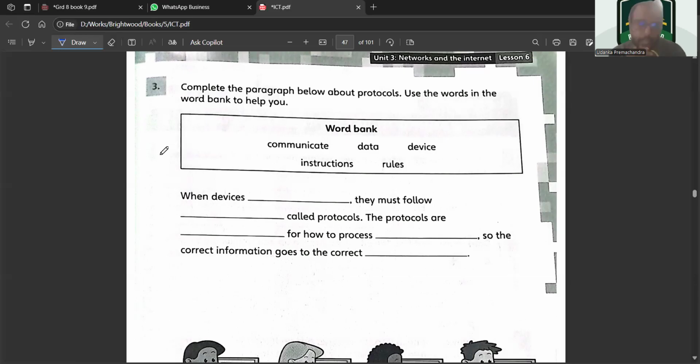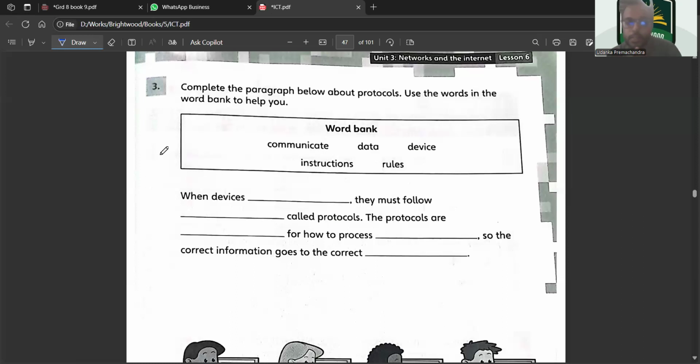Okay, think about the blanks. There should be the words communicate, data, device, instruction, and rules. When devices blank, they must follow blank called protocols. So protocols are blank for how to process blank. So correct information goes to the correct blank. Okay, fill in the blanks right now. Now you have to think.